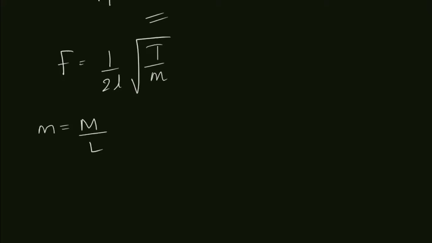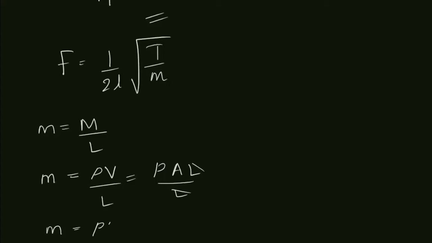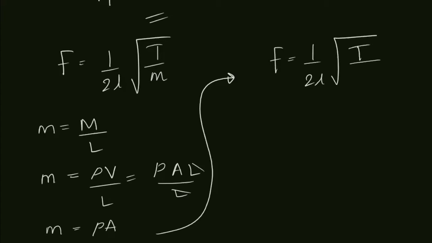So further, you can write the mass of this total string as rho into volume. Volume is area into length, so length and length cancel. So mass per unit length, we can find as rho into cross-sectional area. So for frequency, we can write 1 over 2L root T over rho into A. So we can substitute the values here.